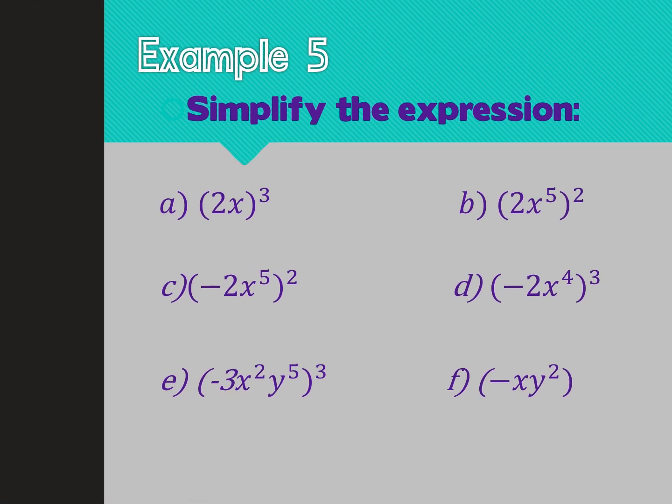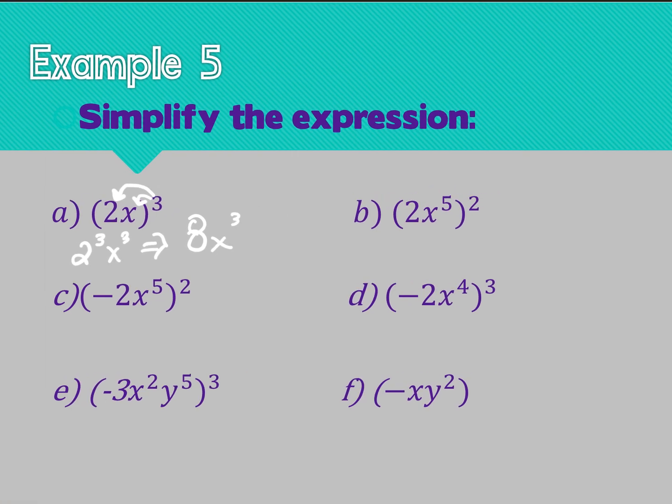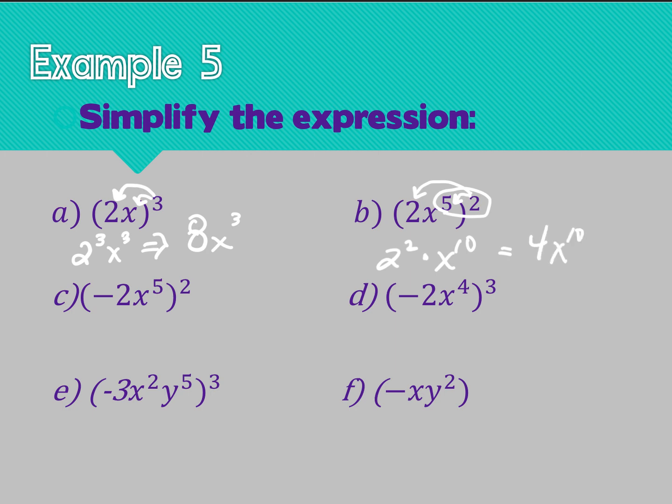I have 2x in parentheses, so it says 2x quantity cubed. That means that 3 needs to be distributed to the 2 and to the x. So what this really says is 2 cubed times x cubed. And you can simplify that. 2 cubed is 8, and then you have x cubed. Again, we're going to distribute to everything inside. This says 2x to the fifth quantity squared. So this is 2 squared times x to the, I'm going to multiply 5 times 2 is 10. So when we simplify, 2 squared is 4. This gives me x to the 10th.